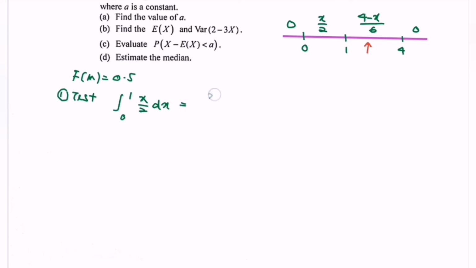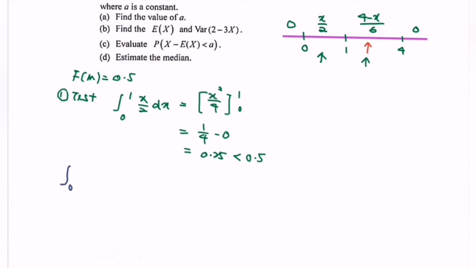So here we have x to the power of 2 over 4, with the limits 1 and 0. If we substitute 1, we will have 1 over 4 minus 0. So the final answer will be 0.25, which is less than 0.5. This means that the location isn't here, and automatically we know that it is in the second part. So kindly focus on this part.